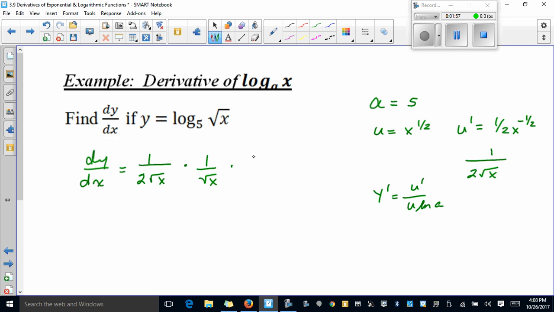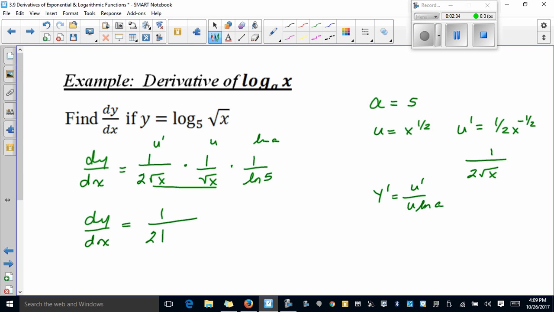So we clean this nice little mess up. Keep in mind this is u prime, and then this is u, and this is natural log of a. The natural log of a goes in the denominator, the u goes in the denominator. This guy's in the denominator simply because, as part of u prime, he's in the denominator. So we get, keeping in mind x times x, 1 over 2 absolute value of x, natural log of 5.